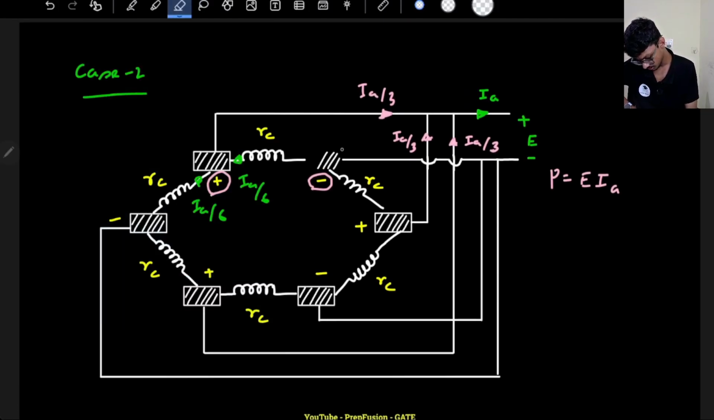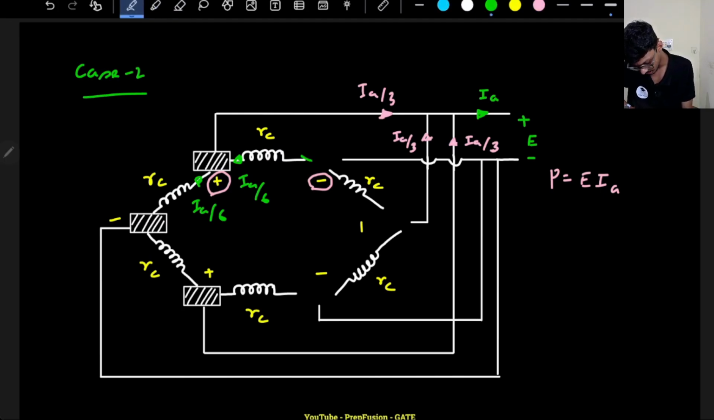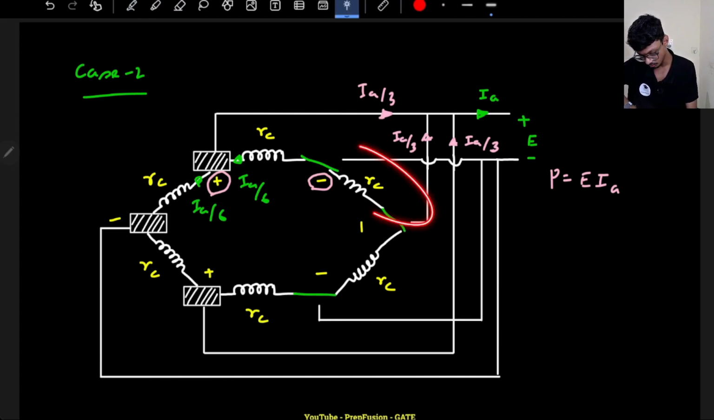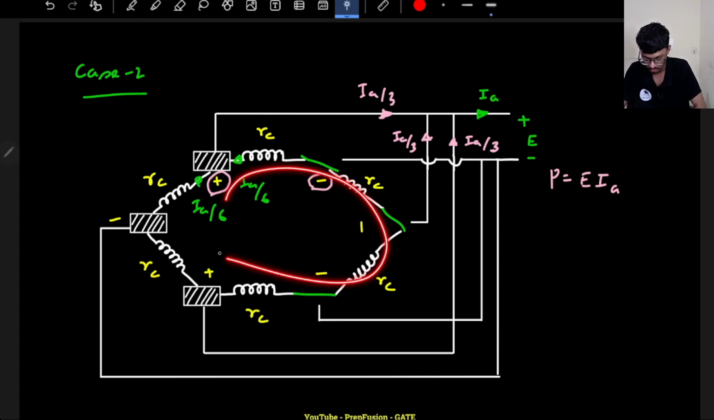Okay, so let us remove these 3 adjacent brushes. If I remove these 3 adjacent brushes, then what will happen? And let me short circuit this path. Then these coils will be short circuited, correct? These coils will be short circuited simply. Okay, so if these are short circuited and if the brushes are removed, what will be the current through here?